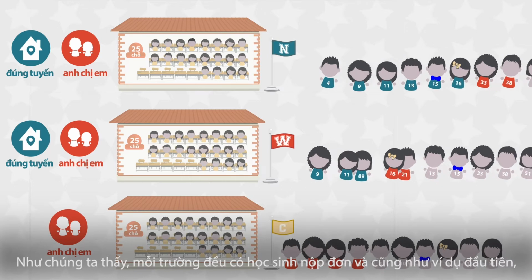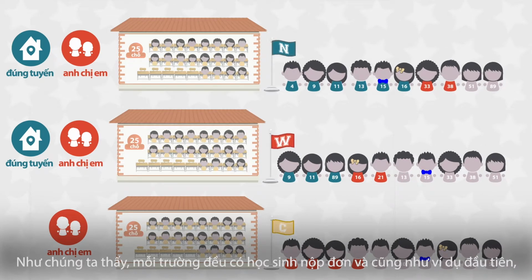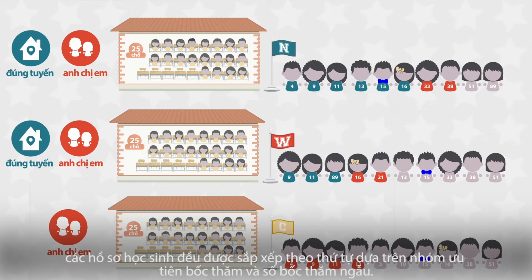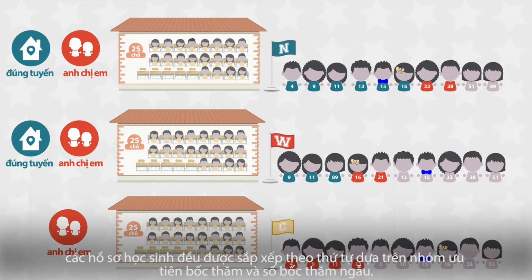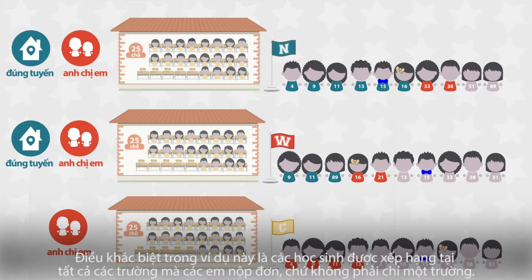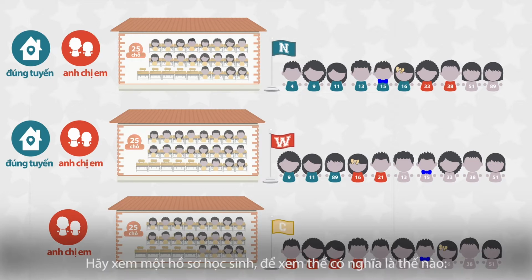As we can see, each school has applicants, and just like in our first example, they're all lined up in order based on their lottery preference group and their random lottery number. The difference in this example is that applicants are lined up in front of each school they applied to, not just one. Let's look at one applicant to see what this means.